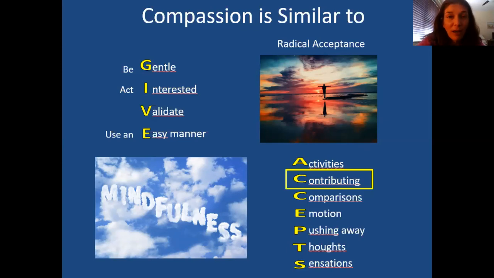And in the distract with ACCEPTS skill from distress tolerance, it's kind of related to the contributing skill, which is offering something to somebody else in order to take your mind off of yourself and your own issues, right? So this is kind of like thinking about someone else, putting ourselves in their shoes, trying to be with them in their pain instead of just focusing on our own pain. All right, so see how this all ties together?